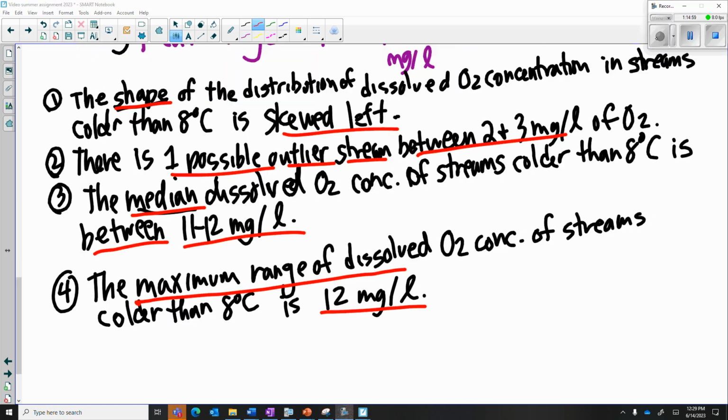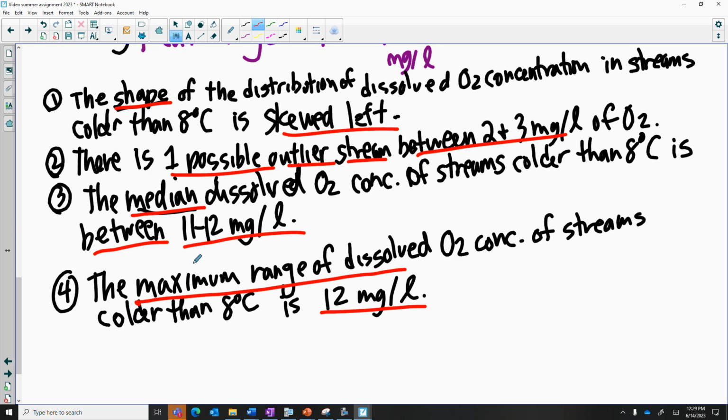Okay, guys, so as you could see, I just kind of wrote my 4 bullet points that I had written above for you, but in the context of the question, like I had just said. So you see I have the shape of the distribution of the dissolved oxygen content in these streams is skewed left. There's one possible outlier stream between 2 and 3 milligrams per liter of oxygen. The median dissolved oxygen concentration of these streams is between 11 and 12 milligrams per liter, and the maximum range of dissolved oxygen concentration of these streams is 12 milligrams per liter.